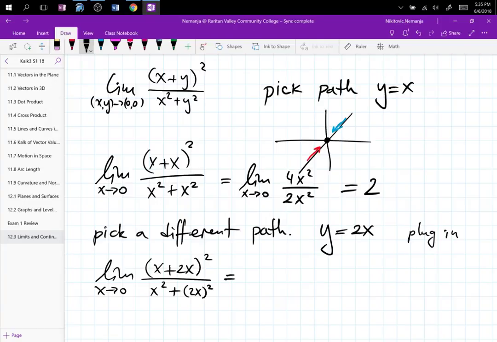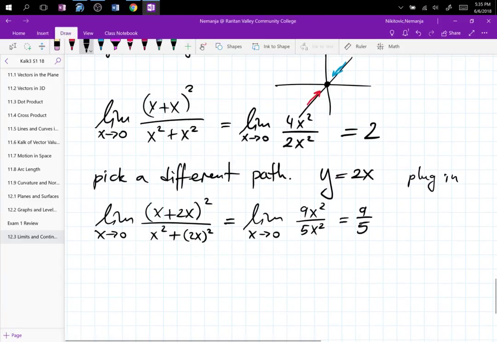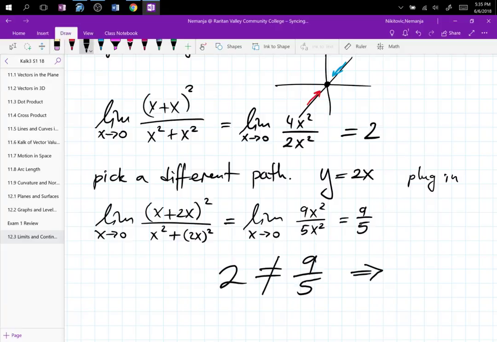Now, limit as x goes to 0. On the top, I have 3x squared, which is 9x squared. On the bottom, I have 5x squared. 9 over 5. Is 9 over 5 the same as 2? No. Right? So now I will say 2 is not the same as 9 over 5. Therefore, the limit does not exist.